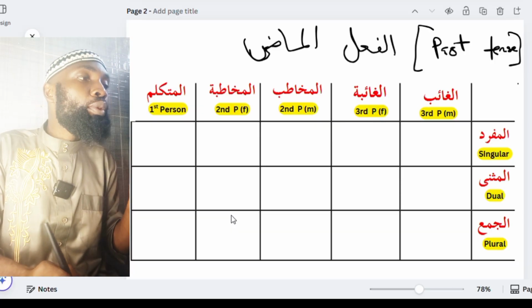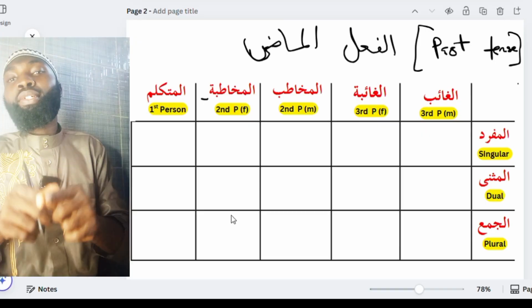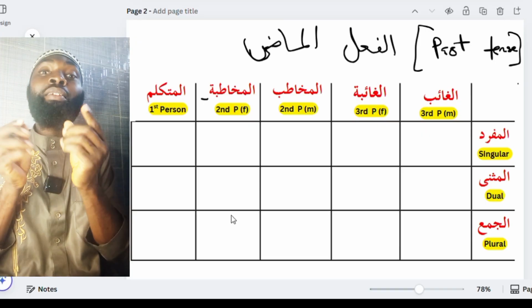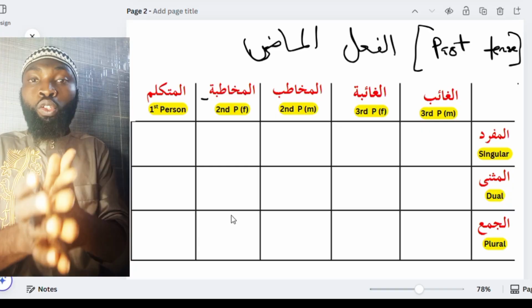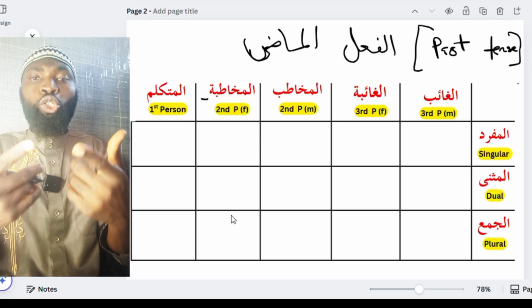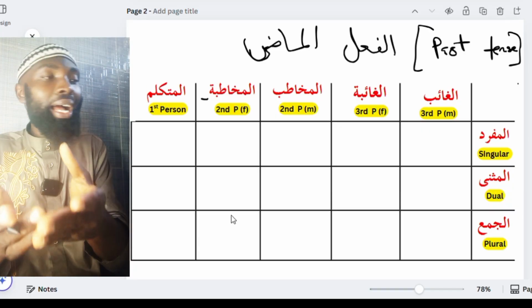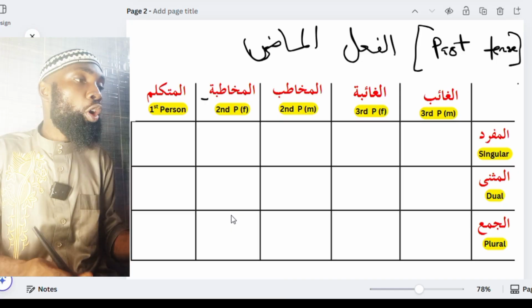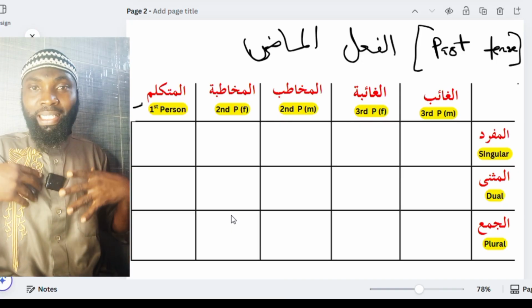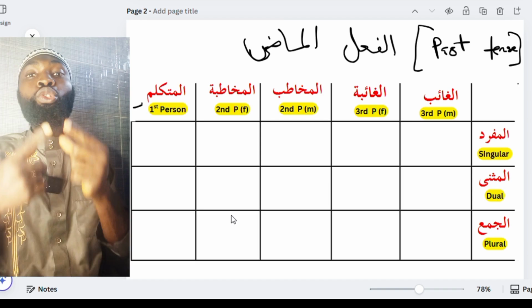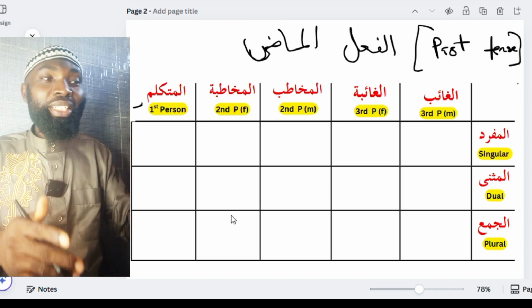The next we have al-mukhatabah, which is also the second person, but this time around, this person should be a female. If you have a female in front of you, you're talking to this person, which verb do you conjugate for her? Then lastly, on the top, we have al-mutakallim, which is the speaker. I'm the one speaking. Which verb do I use to talk to you? All this we shall learn.